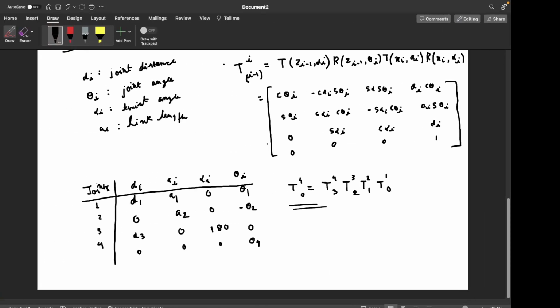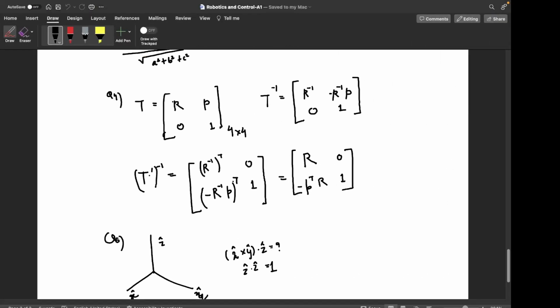In that question from the previous year's assignment, it was asked to find the inverse of the transpose of the transformation matrix. So we just took the transpose of this matrix, and since R inverse is its own transpose, it becomes like this. I will try to give you a sense of how this comes up, like minus R inverse P.